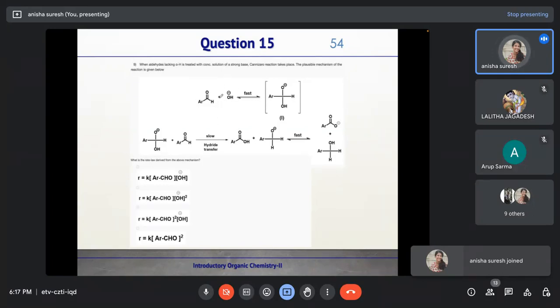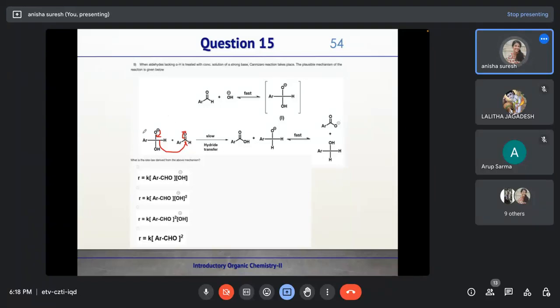So here the OH will be adding here, and it will give rise to this tetrahedral intermediate. This reaction is faster in rate than this intermediate. Here, once it is falling back, this hydrate will add on to another molecule of the aldehyde. So this hydrate transfer is the slowest step in this reaction.